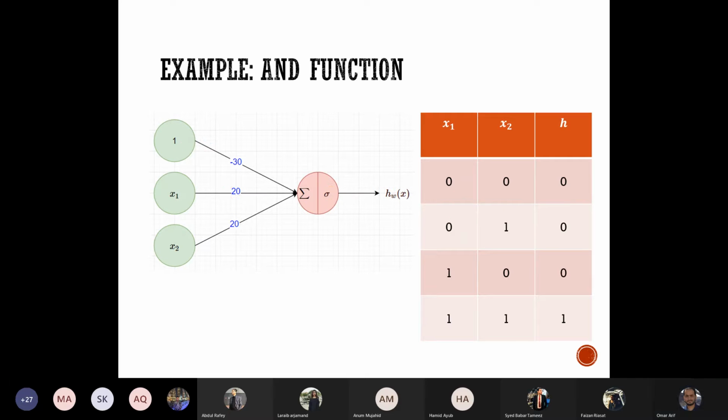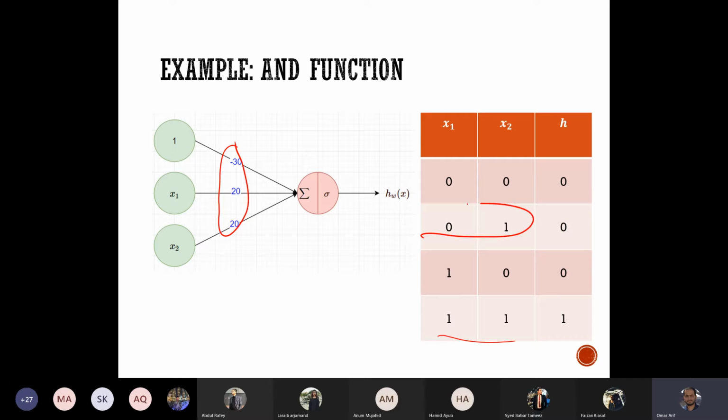So let's look at the AND function. With the AND function, we have a situation whenever there is 1 and 1 as input, you get 1, otherwise you get 0. So when we use these weights with the same neuron, minus 30, 20, and 20, then this neuron is predicting the AND function.